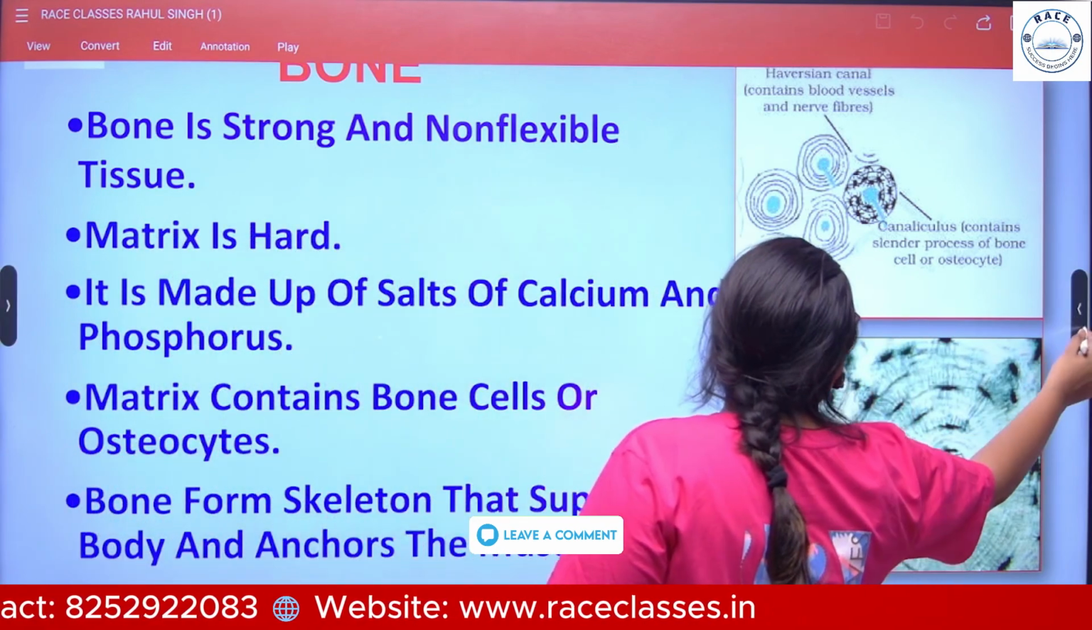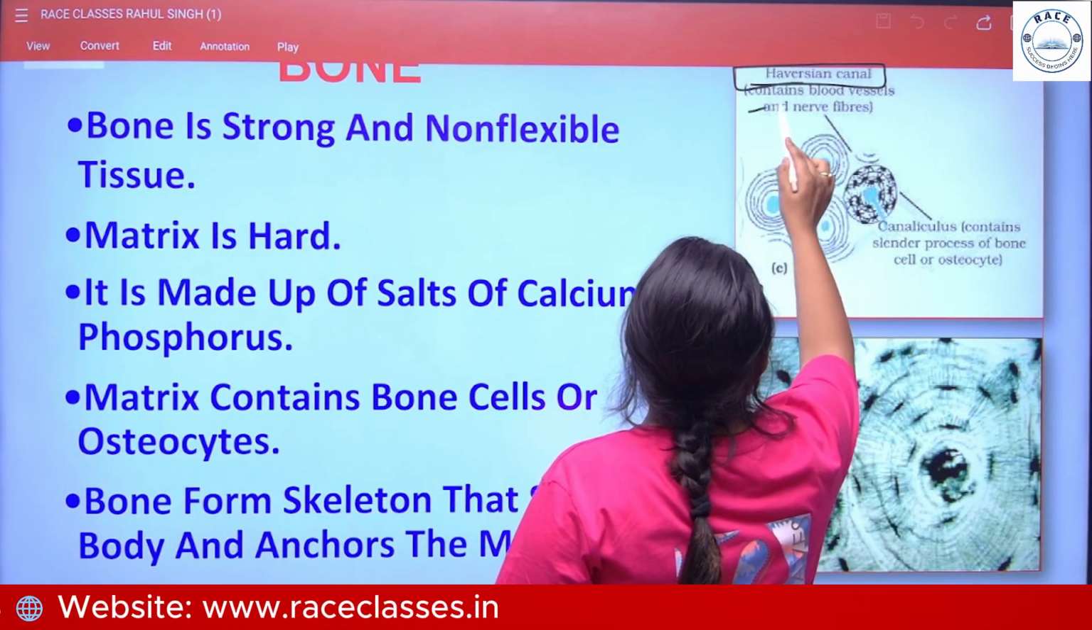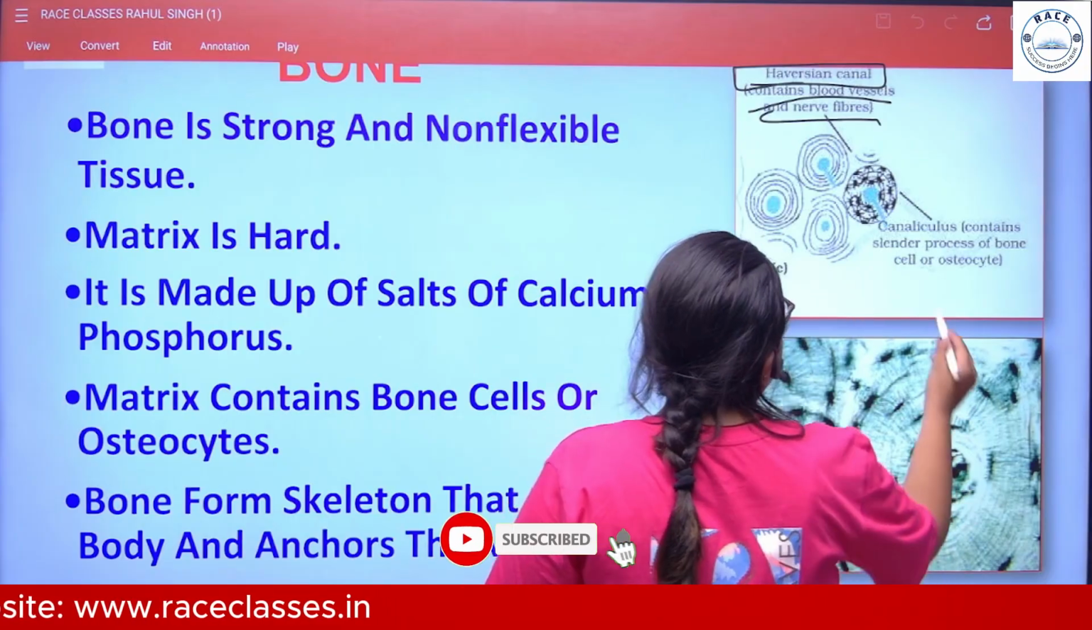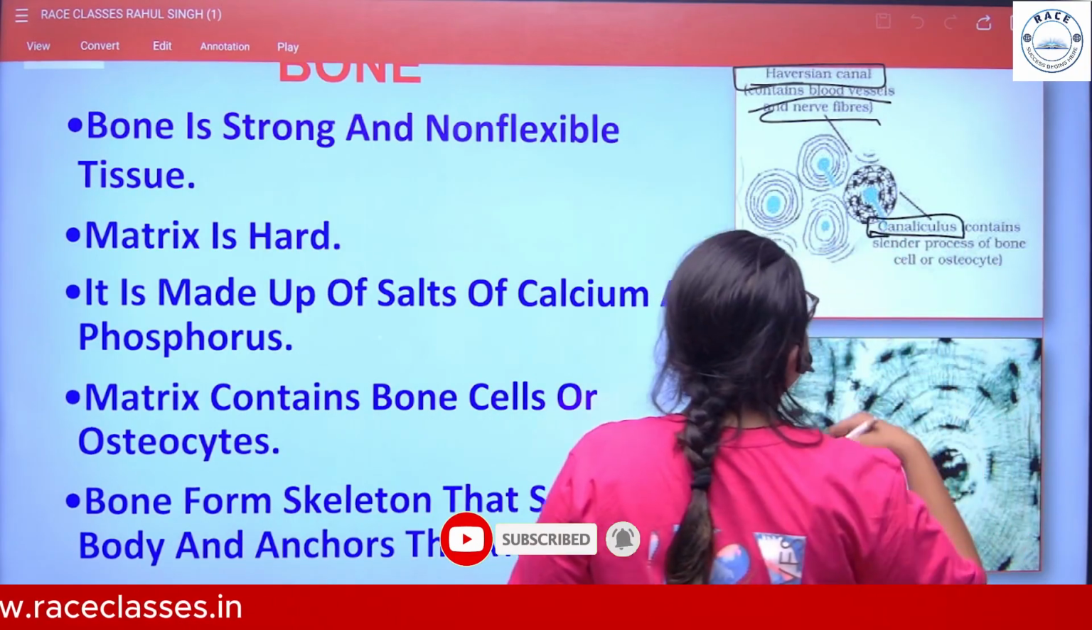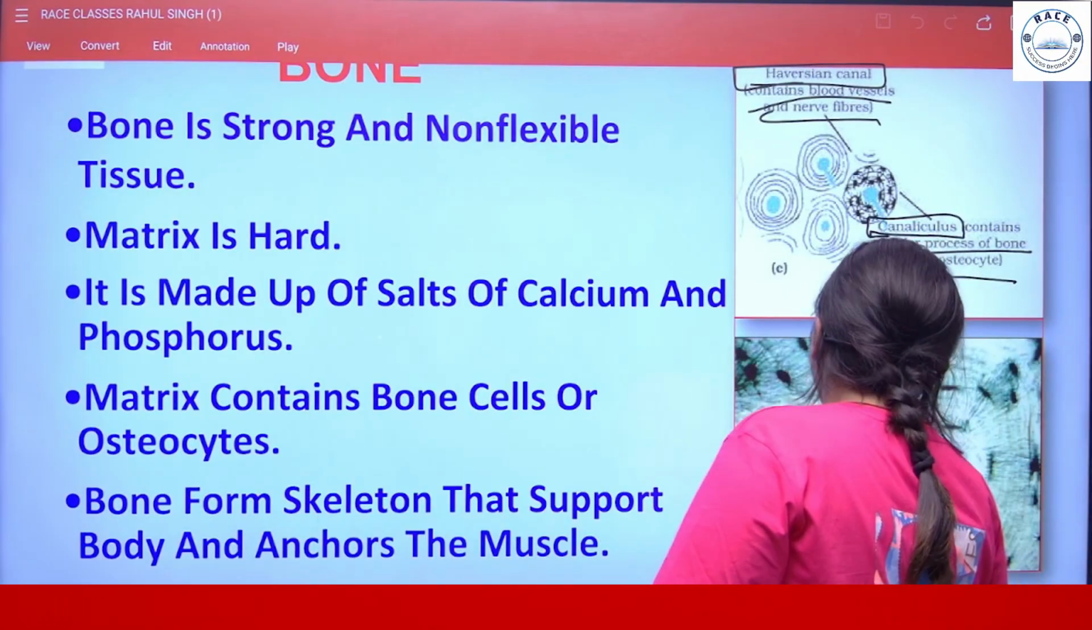Now, bone has these structures known as Haversian canal, which contains blood vessels and nerve fibers. It has canaliculi, or canaliculus, containing slender processes of bone cells or osteocytes.